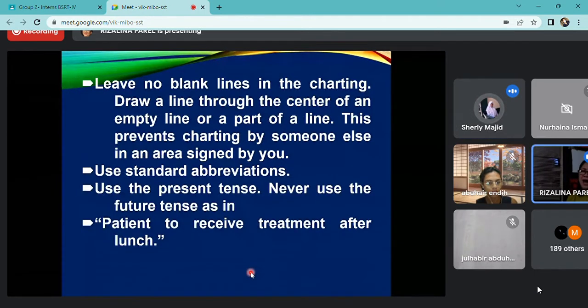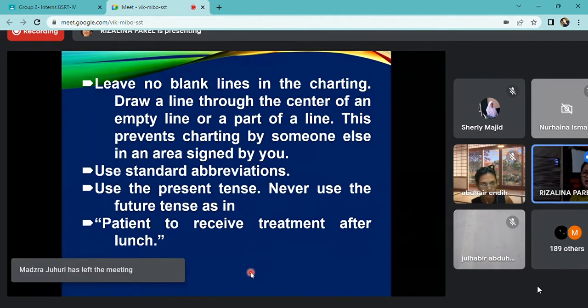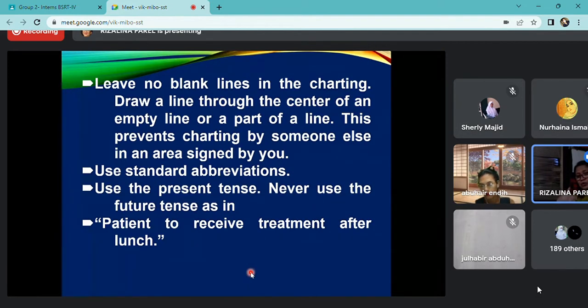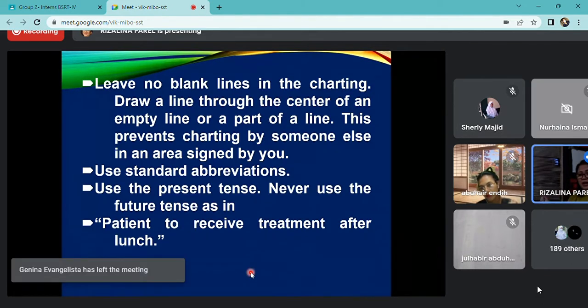Okay, leave no blank lines in the charting. Draw a line through the center of an empty line or a part of a line. This prevents charting by someone else in an area assigned by you. Lalo na kung nasa dulo na ng form o nung sheet na yon, yung iyong chart, then dapat lagyan mo na ng linya para ibig sabihin, hindi na yan pwedeng sulatan.